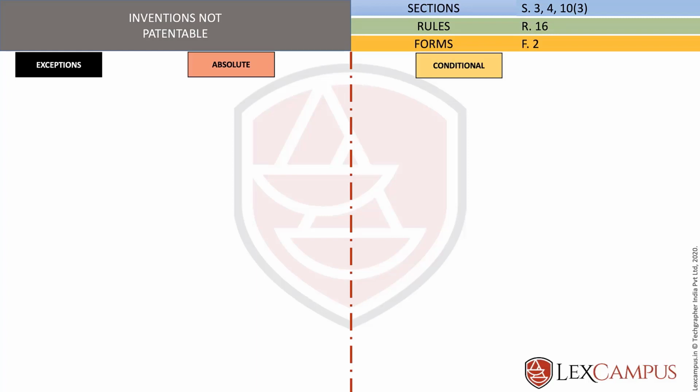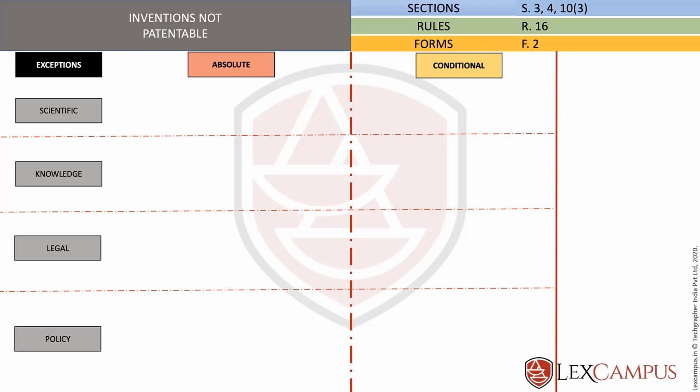Now I'll explain them and it will make sense to you once you see these exceptions and once you read them. The first category will be what we call scientific. Now let's try to classify all the sections within this matrix. Now the first is what we have, section 3 subsection (d).